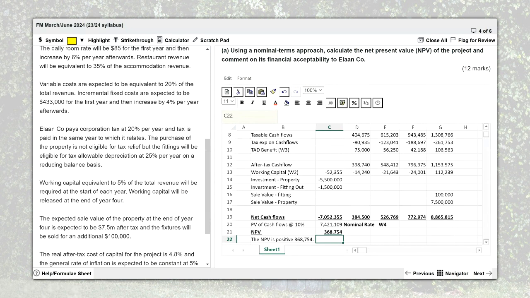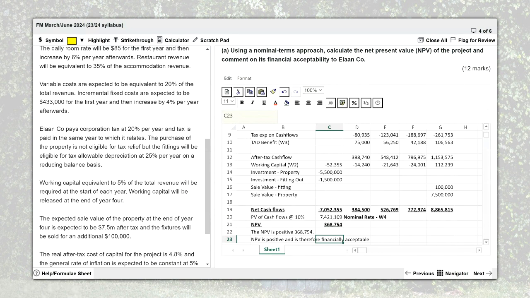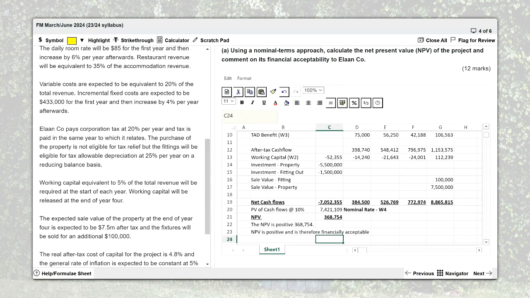How much is the NPV? It's 368,754. Many did miss out the most important final 1 mark comment. And what is the comment? The NPV is positive and is therefore financially acceptable. Well, that's all as far as requirement A of question 2 is concerned. Thank you.